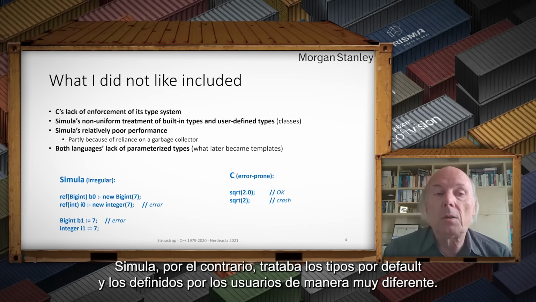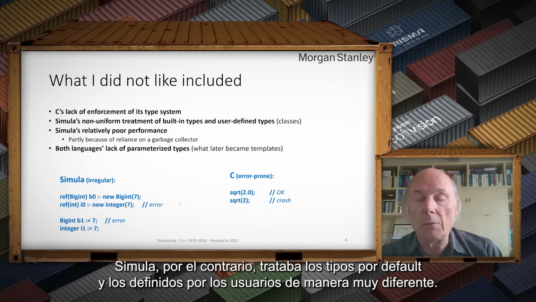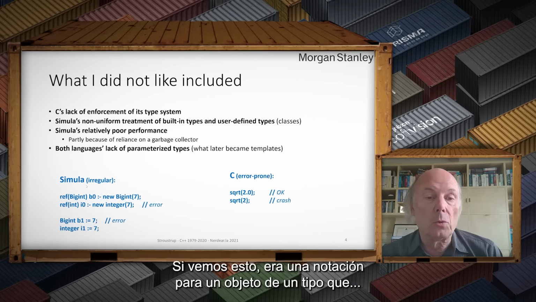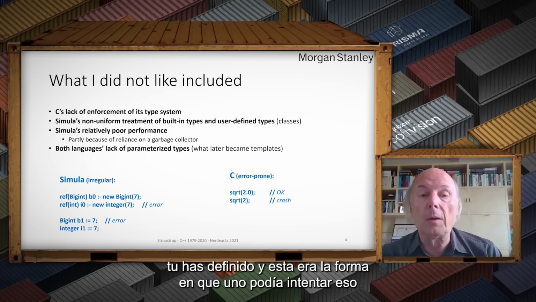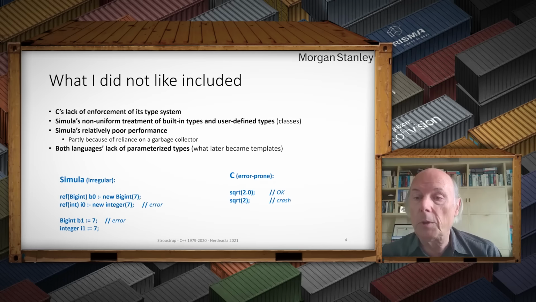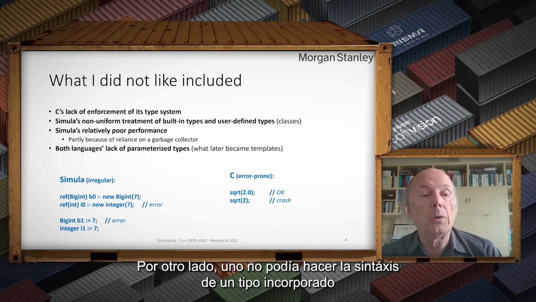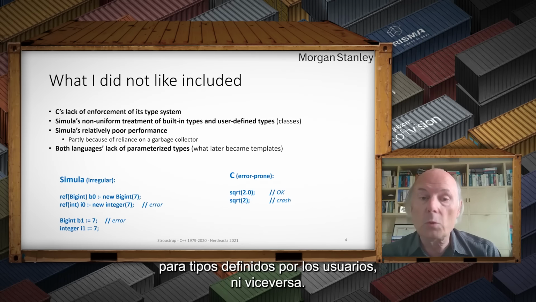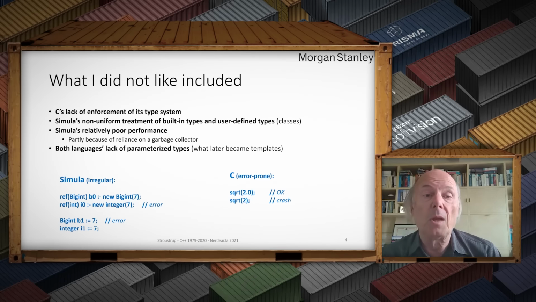Simula, on the other hand, treated built-in types and user-defined types very differently. So if you look at this, that was a notation for an object of a type that you had defined. And this was the way you could try that with a built-in type, and it didn't work. On the other hand, you couldn't use the built-in types' syntax for user-defined types and vice versa.